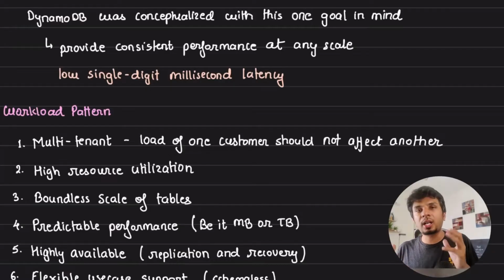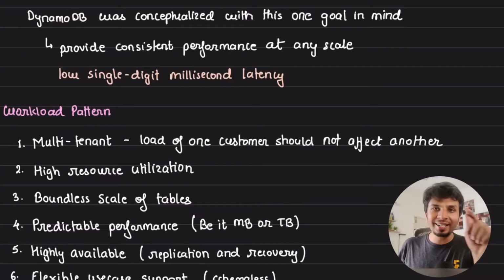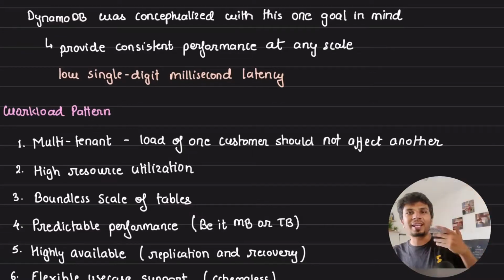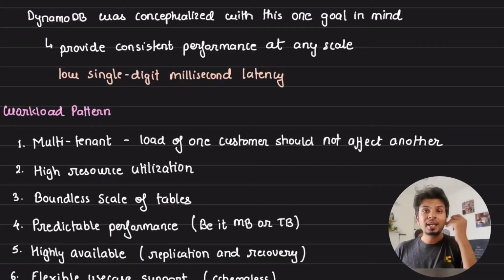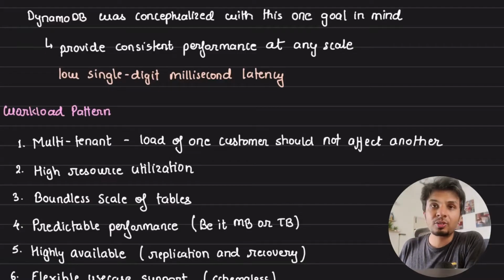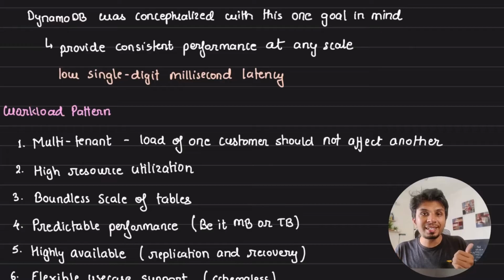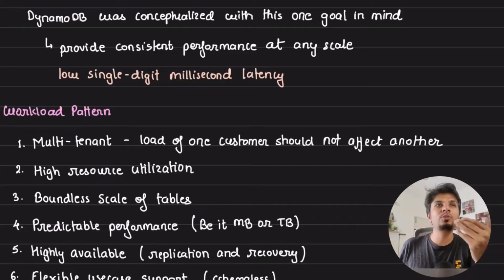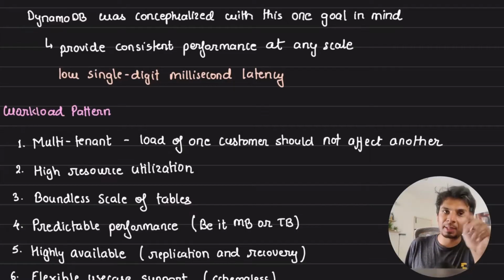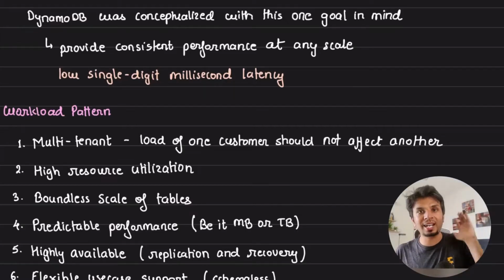Second, they wanted to ensure high resource utilization. They cannot just have a bloated infrastructure and say, to guarantee single digit millisecond, we just put everything in memory. That cannot be the goal, right? So they would want very high resource utilization to keep the infrastructure expenditure to a bare minimum. Third is they wanted boundless scale for tables. Basically, you should not have any limit on how big a table would be. You could have millions of rows, billions of rows, you could have trillions of rows as well if you wanted, right? Fourth is they wanted predictable performance, be it megabytes of data or terabytes of data.